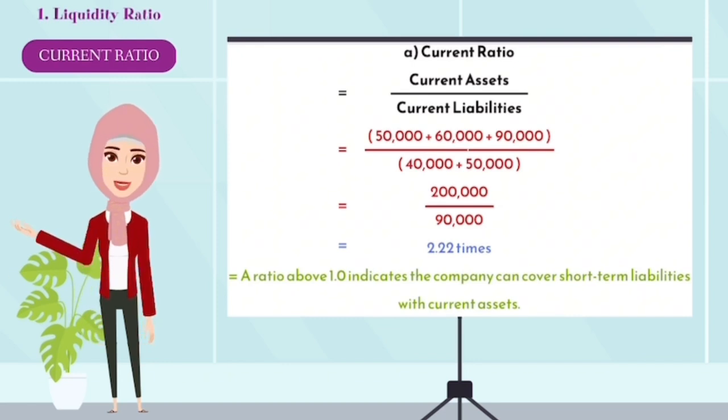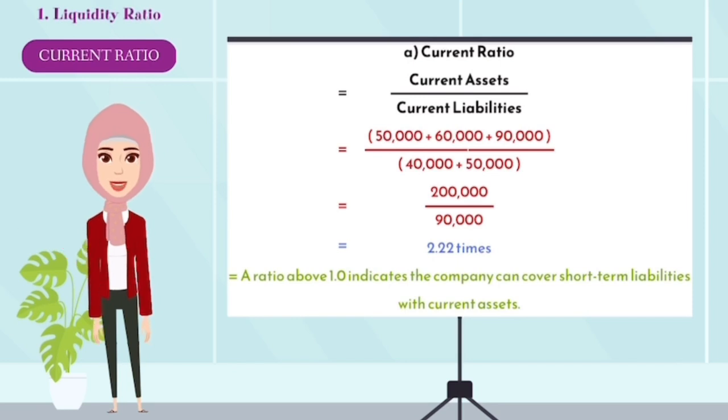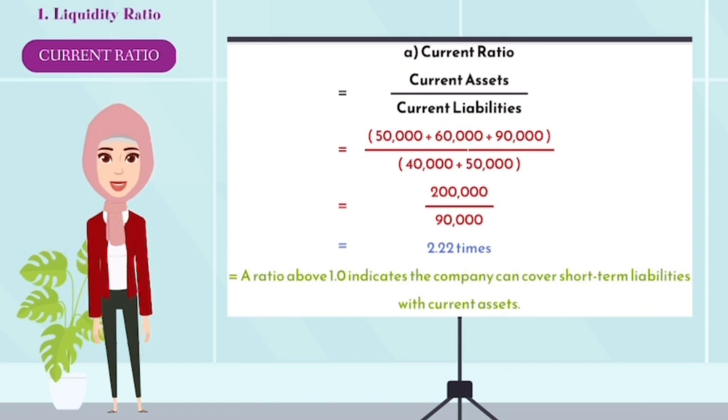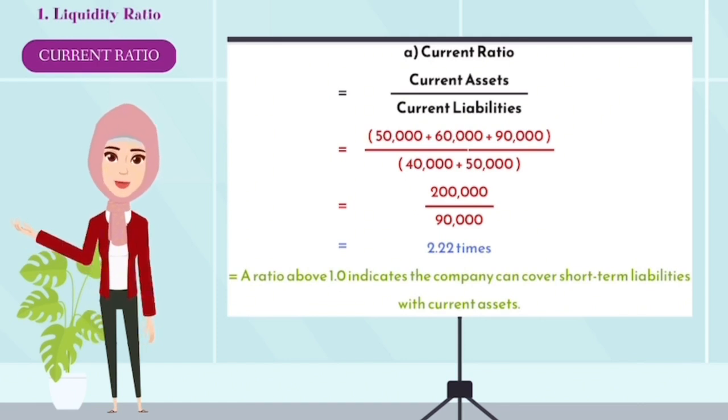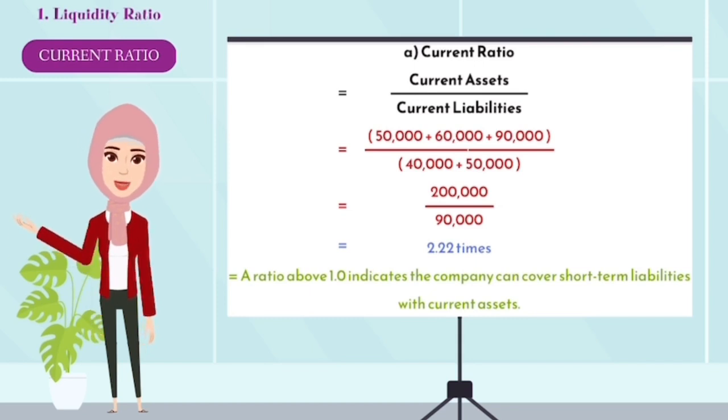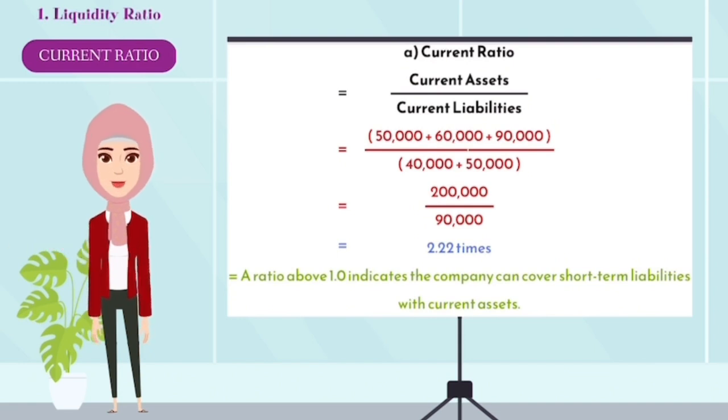From the question earlier, the company has current assets of 50,000, 60,000, and 90,000. When added together, the total current assets are 200,000. The company also has current liabilities of 40,000 and 50,000, which add up to 90,000. To calculate the current ratio, we divide 200,000 by 90,000, which gives 2.22 times. A ratio above 1.0 indicates the company can cover short-term liabilities with current assets.